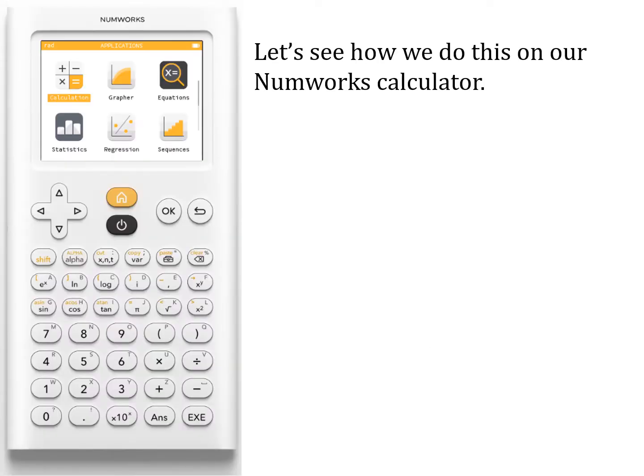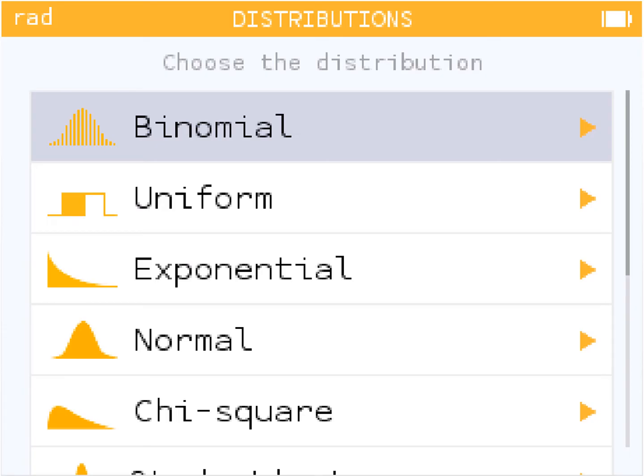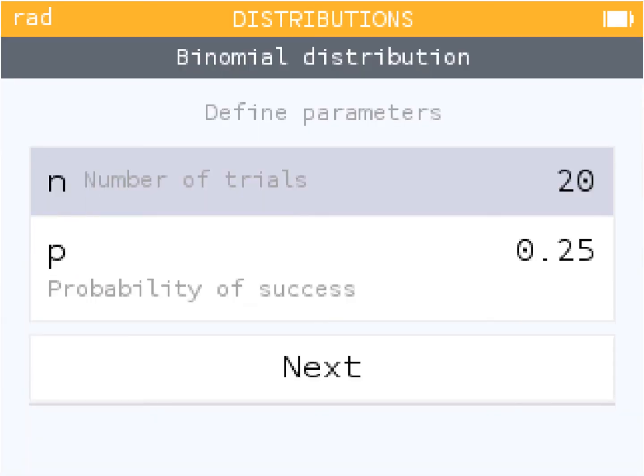So let's see how this can be done on our NumWorks calculator. You've probably done similar things before, but it's good to have a recap. So the first thing we need to do is go into the distributions section because we're looking at the binomial distribution. So once you go into that, you obviously choose binomial. In the next screen, you can enter the number of trials. So in this case, we were spinning the spinner 20 times, and you put in the probability of success, which, assuming that the null hypothesis is true, was a quarter, so 0.25.